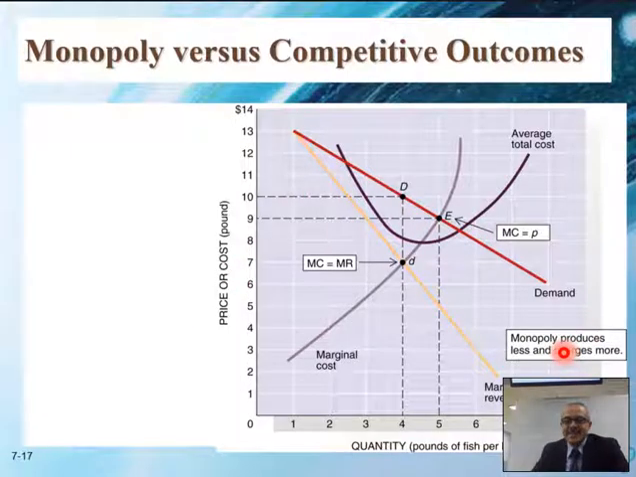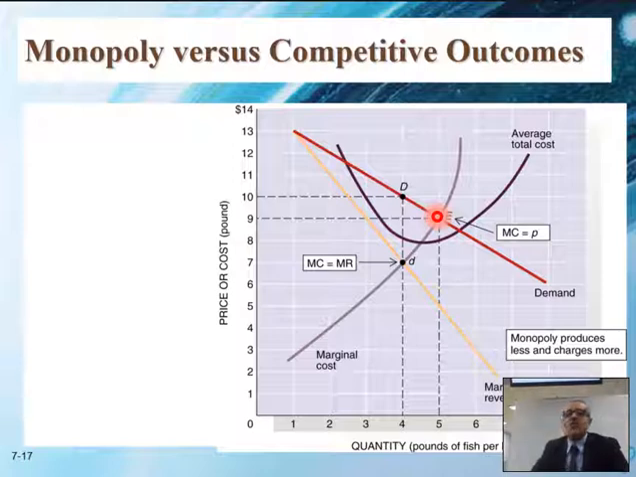If this is a perfect competition, how much will the price be? 9. How many people say 9? How many people say 7? Now the price will be 9. Why? Because this is the demand curve and this is the supply curve. They intersect here, so this is going to be 9, which is the price. Okay, that's the equilibrium price if it's a perfect competition.